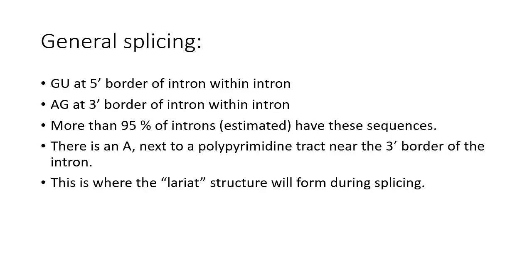Okay, so in general, splicing, we've seen the GU-AG rule. Usually there's GU at the 5' border of the intron, AG at the 3' border, and most of our introns have these sequences. The other crucial part of the intron is an A, which is next to a polypyrimidine tract near the 3' border of the intron. This is where the lariat structure will form during splicing. And there are other sequences, including within and adjacent to the intron, that will facilitate use of these 5' and 3' splice sites, etc.